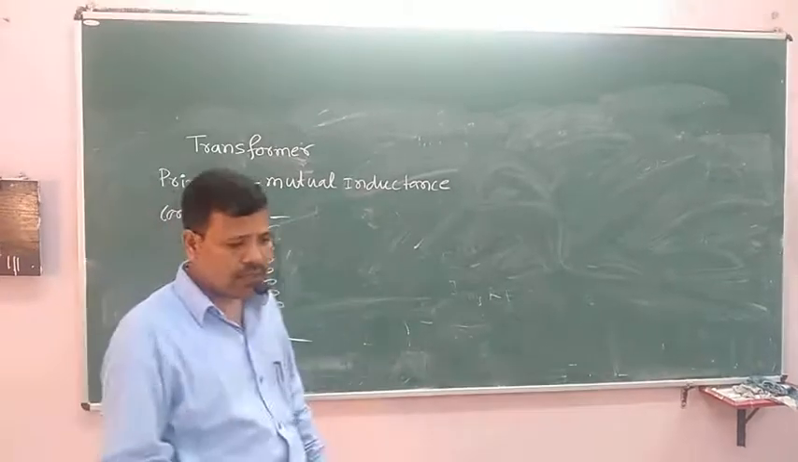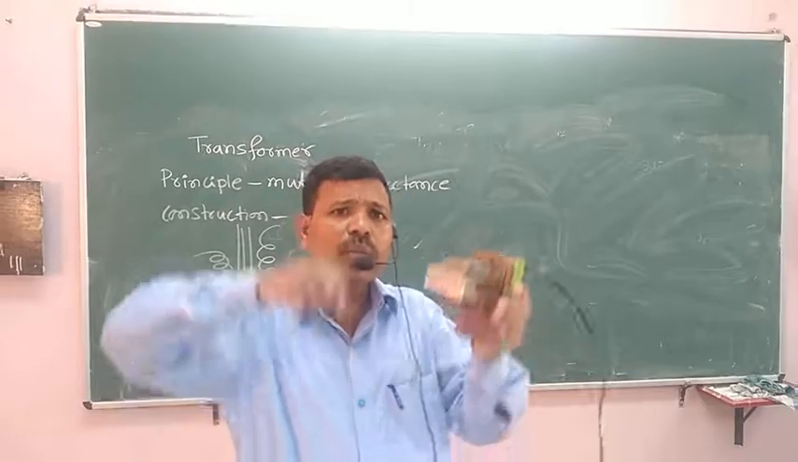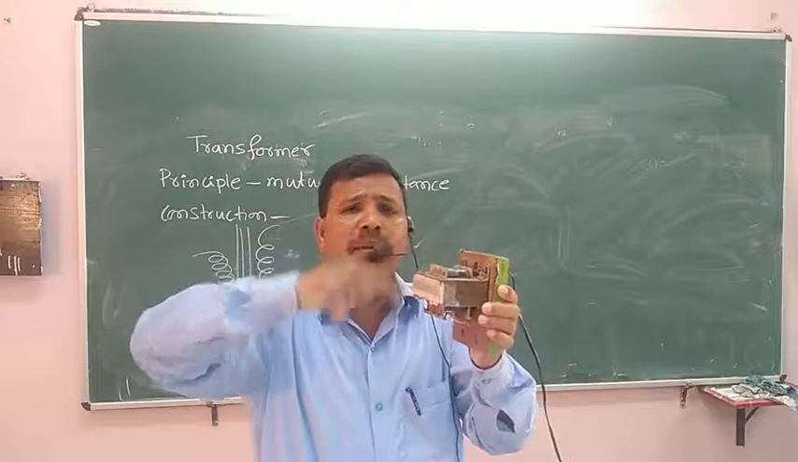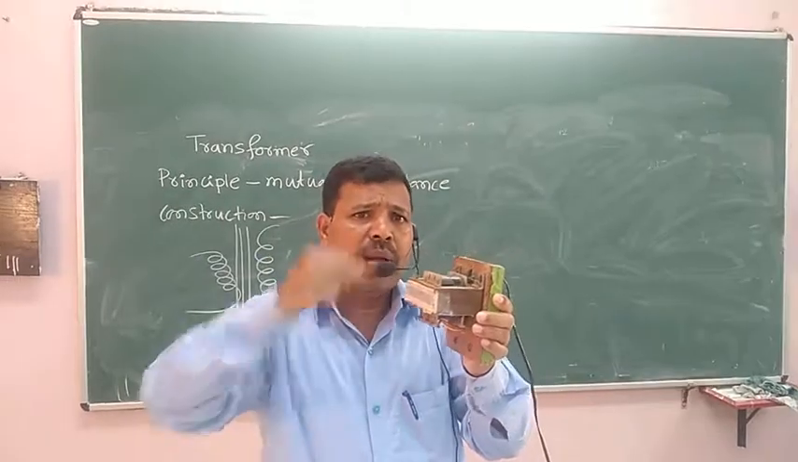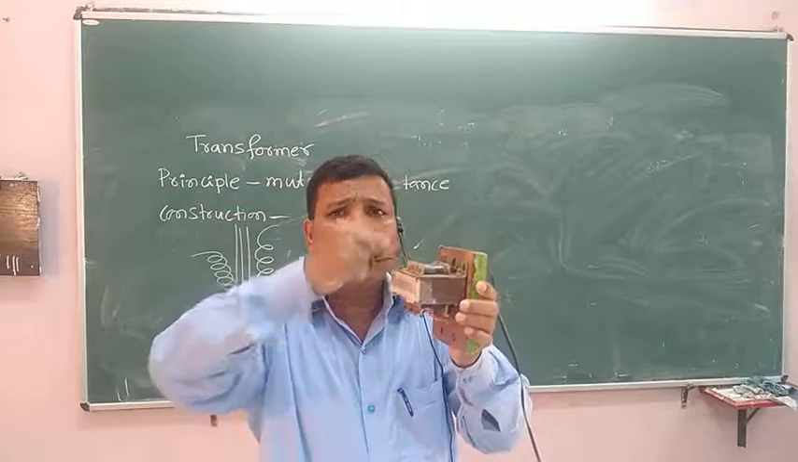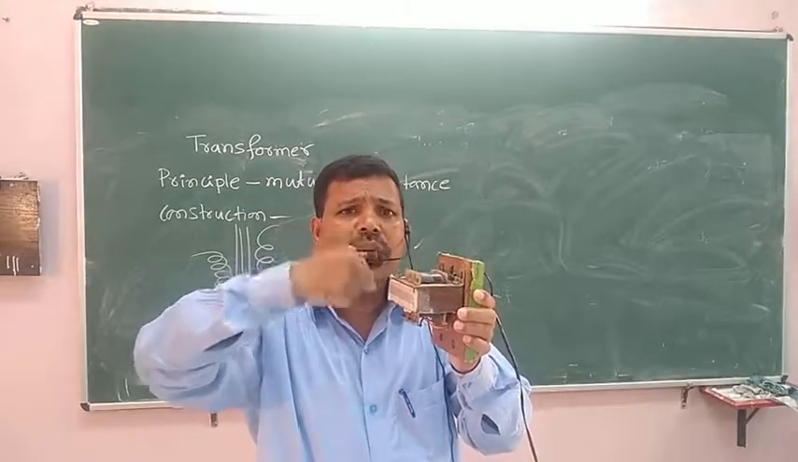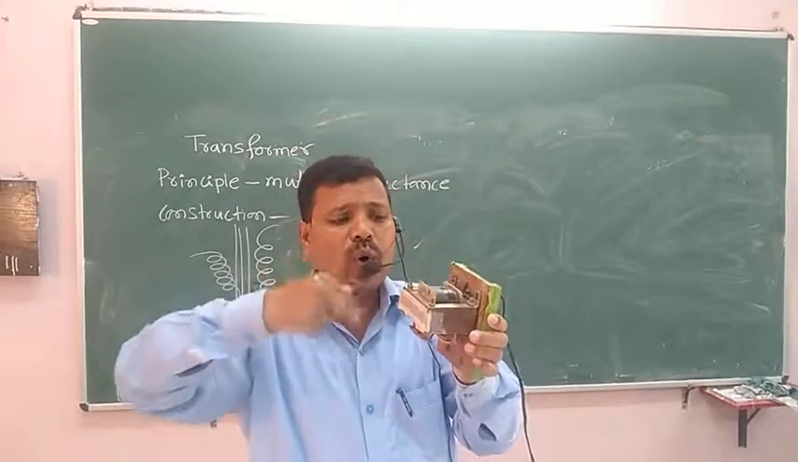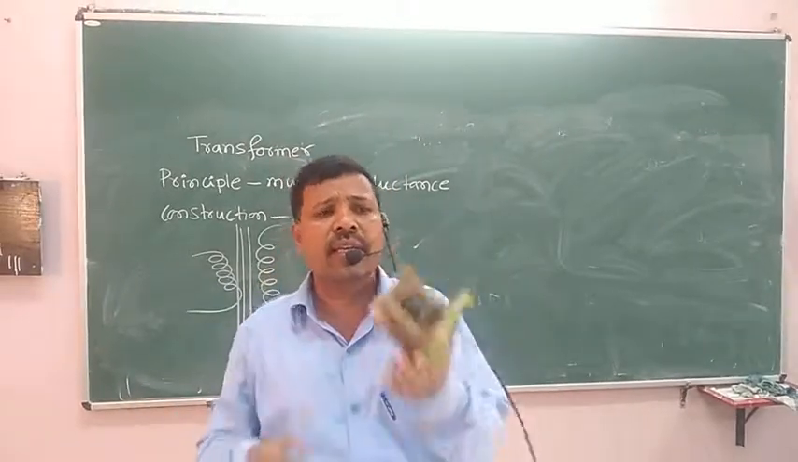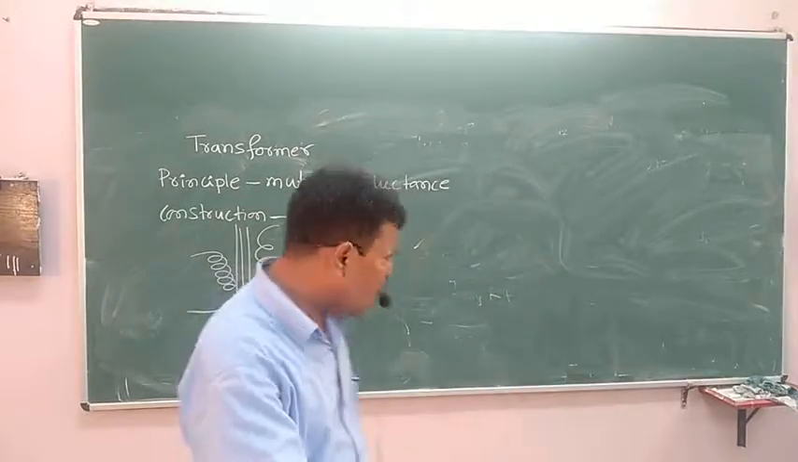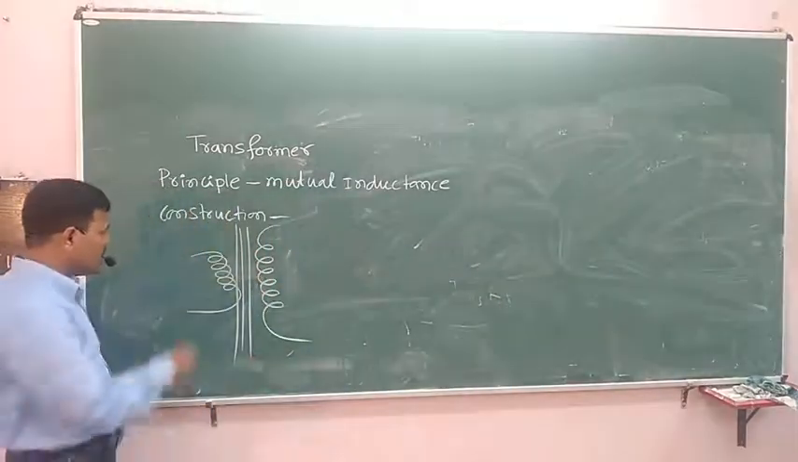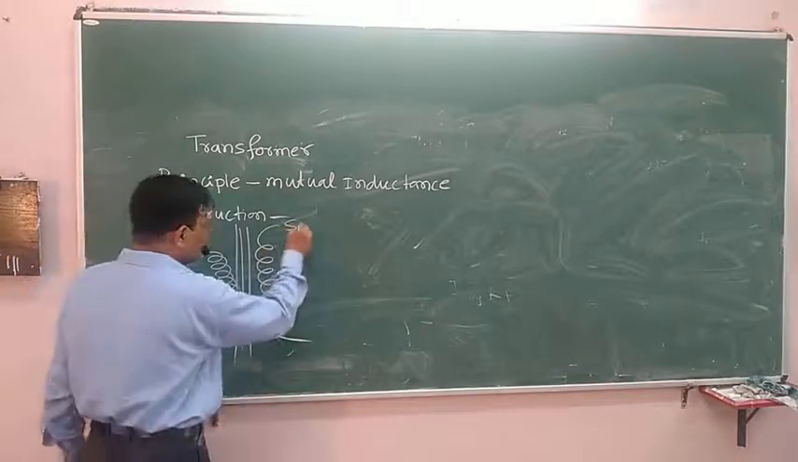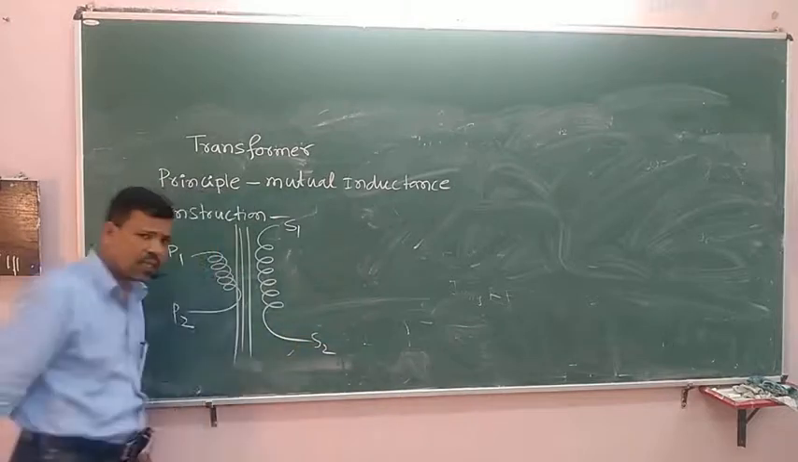Both the coils can be wrapped on one another. The primary coil is wound on the secondary coil, or the secondary coil is wound on the primary coil. Both can be wrapped on each other like this here. But there is a core, an iron core is used. This is called the primary coil, P1, P2. This S1, S2 is called the secondary coil.